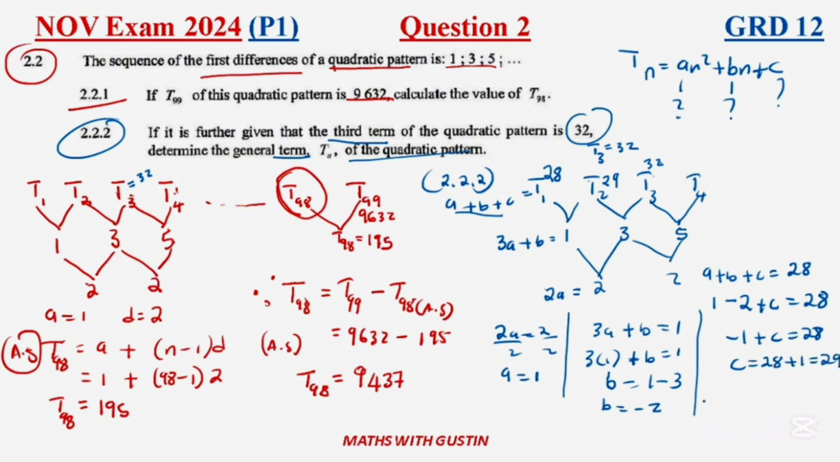Okay, so therefore it means we can come here and substitute this into our formula. Therefore Tn is equal to n squared minus 2n plus 29. This would be our general formula, guys. So you can check our general formula by substituting term 99 to see if you are going to get 9632. All right, and that will be all for question 2.